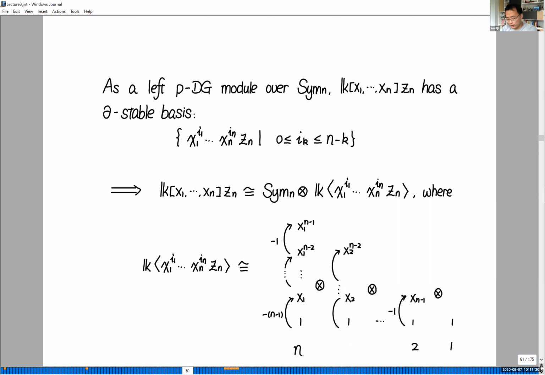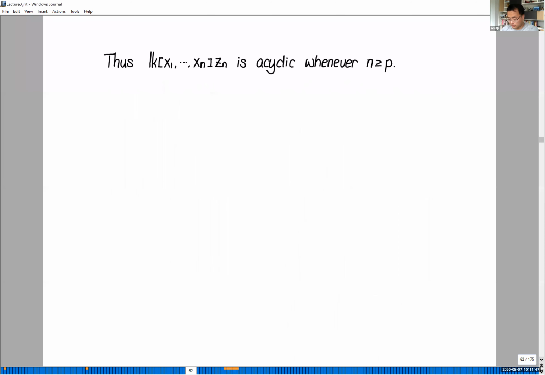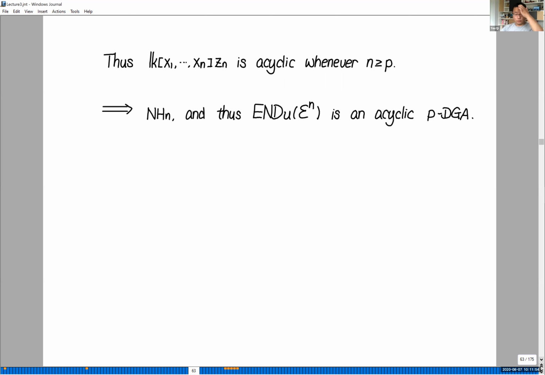Last time, as we have said, whenever you have a free module over H, the tensor product of H with an arbitrary H-module is always free, or always projective. So this module will always be acyclic in the homological sense whenever n is greater than or equal to p, and in particular its endomorphism algebra is always an acyclic p-differential graded algebra. So this endomorphism algebra controls what happens in this PDG category.